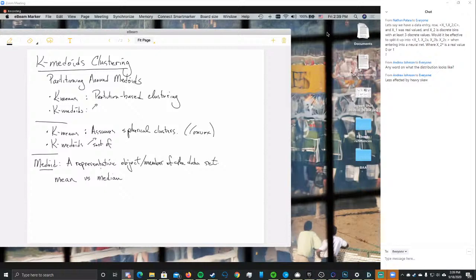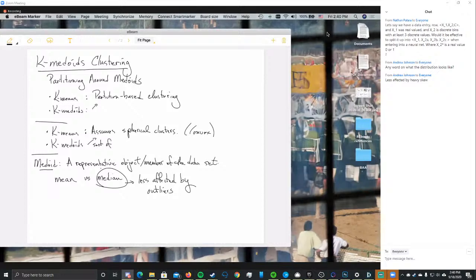Less affected by heavy skew. Okay, that's true. There's another way that we normally refer to that, is that this is less affected by outliers. And that's one of the advantages that we will end up getting with K-medoids, where as we're doing the clustering, identifying those clusters become less sensitive to these outlier data points.